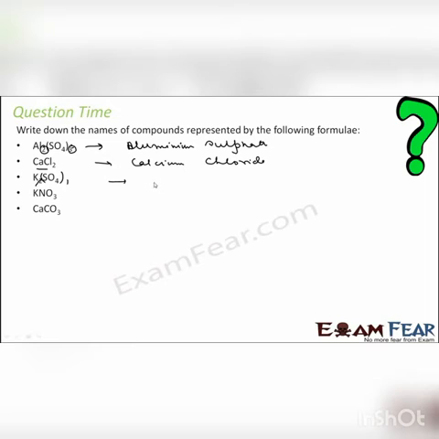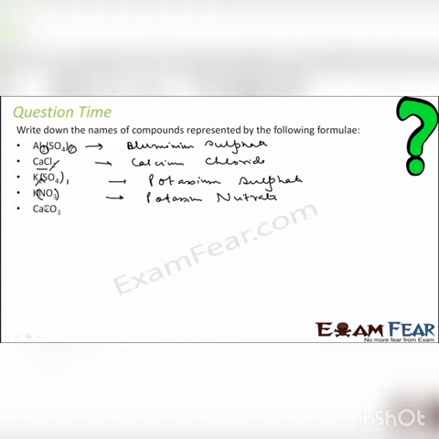Right? K is what? Potassium. And why are we not worried about these numbers? Because these numbers have been taken care of by valency. And SO4 is again sulfate. Here again, NO3 is a polyatomic ion. K is potassium again. And NO3 is nitrate. So it is potassium nitrate.